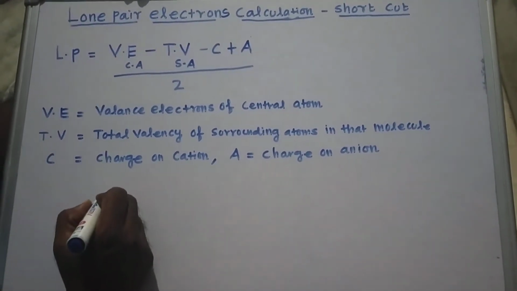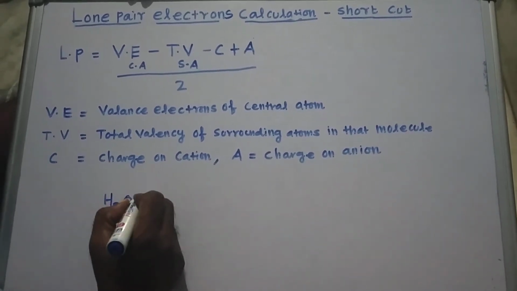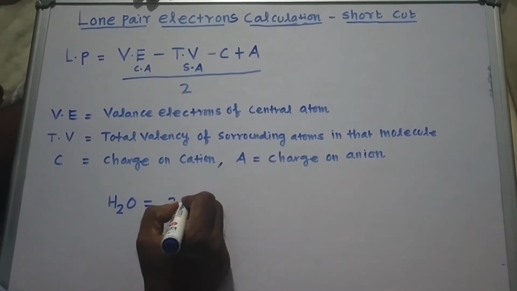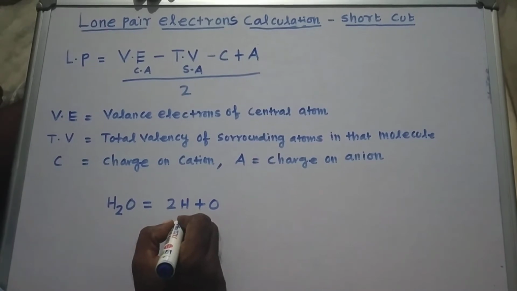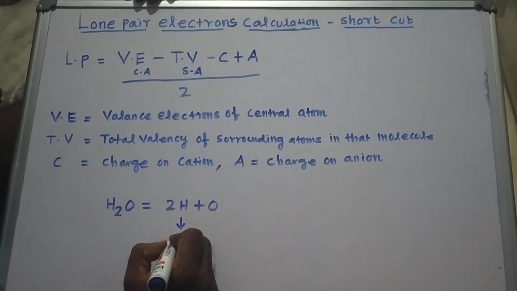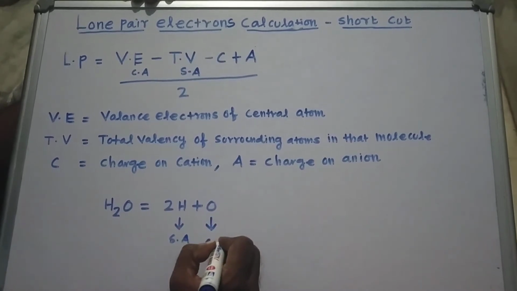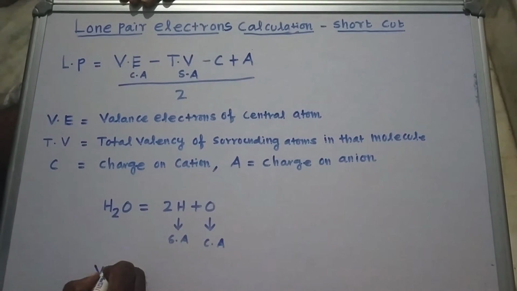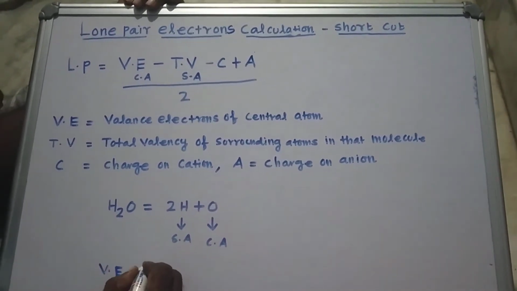Let's take H2O. H2O can be split up into 2H plus 1O, where 2 hydrogen act as surrounding atoms and oxygen acts as the central atom. First of all, we are going to calculate VE. The valence electrons of oxygen is equal to, very easy, 6.